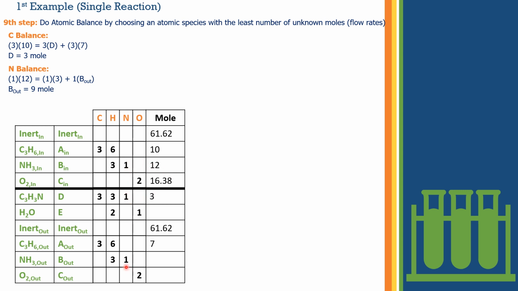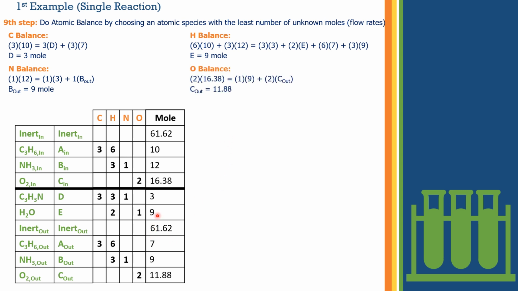Now if we go to the nitrogen, this is known, this is known, this is the only unknown. We have just one unknown, so we can do the nitrogen balance. It is 1 multiplied by 12. We come to the bold solid line, so we will put equal, then 1 multiply 3 plus 1 multiply B out, so B out is 9. We plug it in and we continue doing the balance, and we will fill in all the moles. So now all the moles are known after doing the atomic species balances.